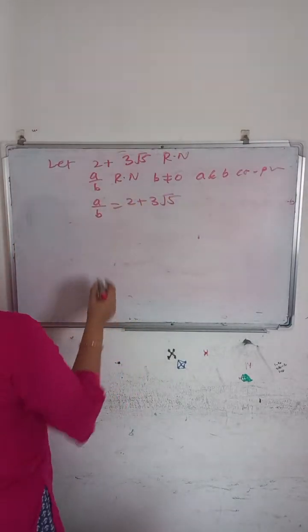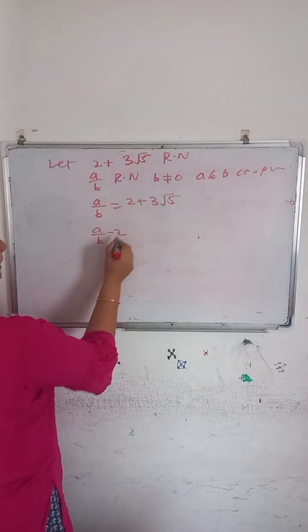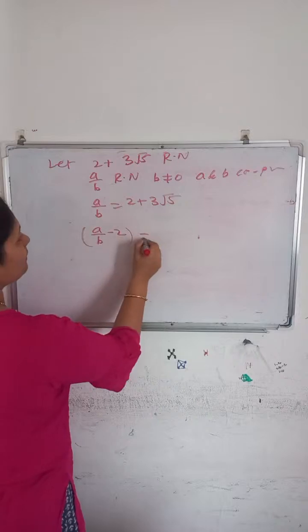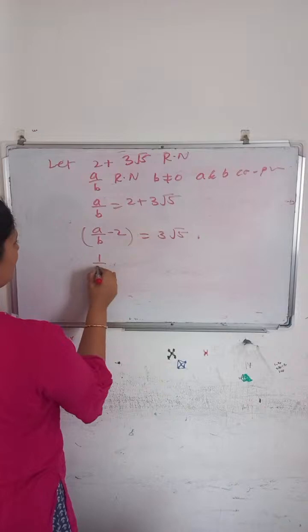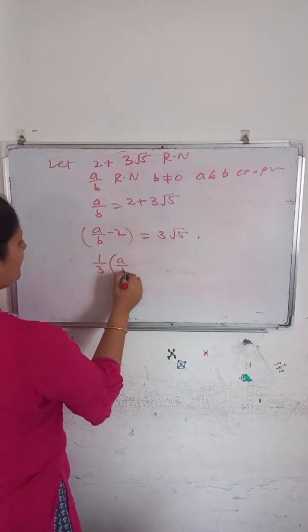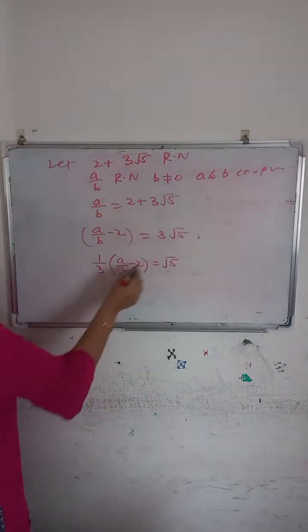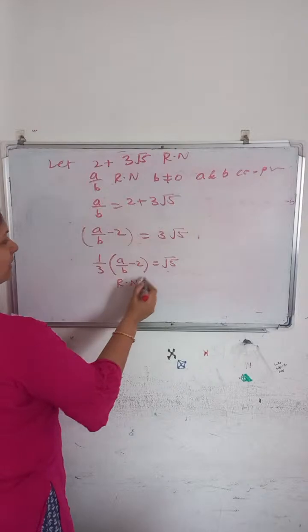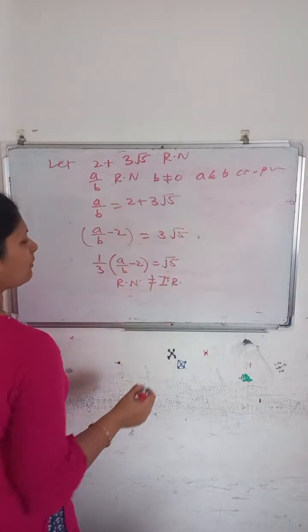Then we can transpose this 2 to this side. So a by b minus 2 equals 3 root 5. That means we can write here 1 by 3, transpose this 3, it gets divided. A by b minus 2 over 3 is equal to root 5. So this is an entire rational number and this is your irrational number, which is not possible.